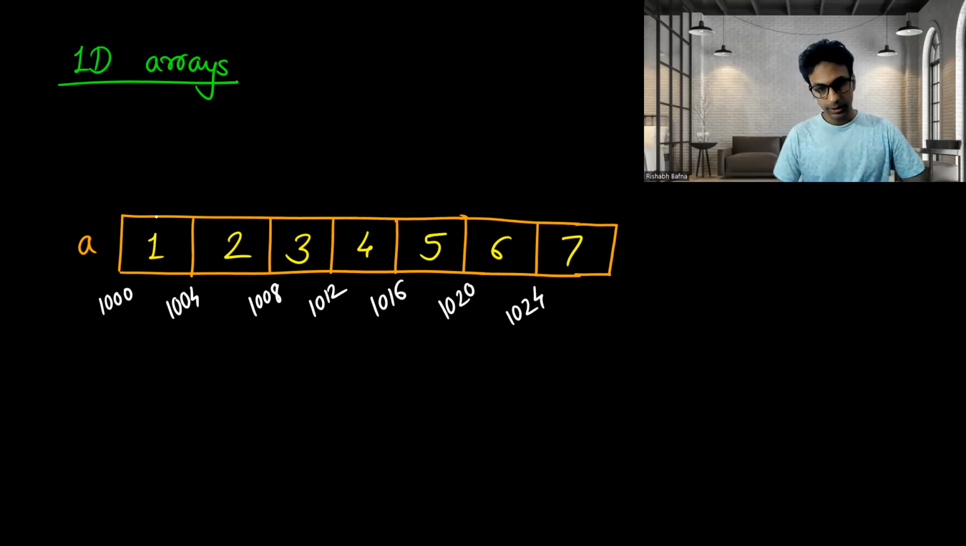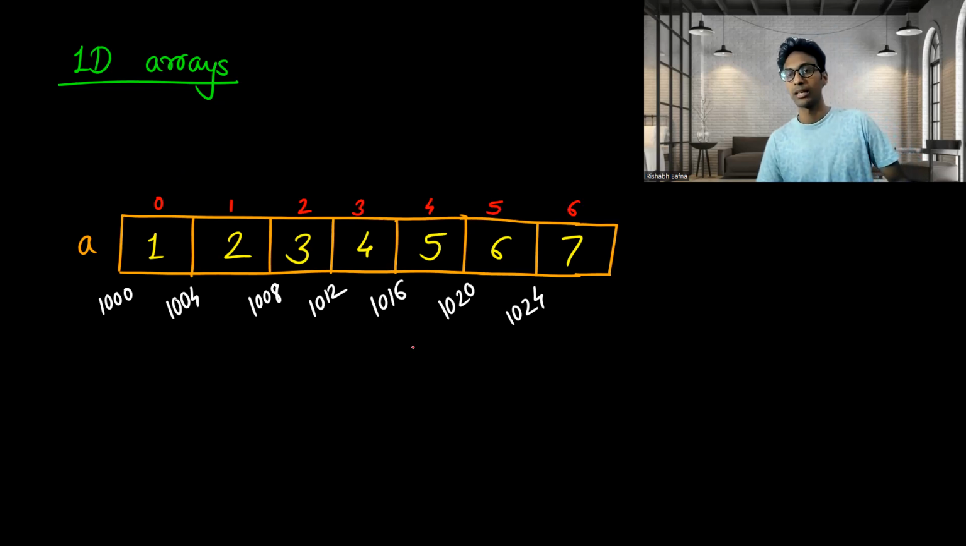Now, see, this one is the zeroth element. This one is the first element. Indexing starts with 0. Okay. 0, 1, 2, 3, 4, 5, 6. By default, indexing starts with 0, not 1, unless there is some hypothetical question in which indexing starts with 1. Unless it is mentioned, generally it starts with 0.